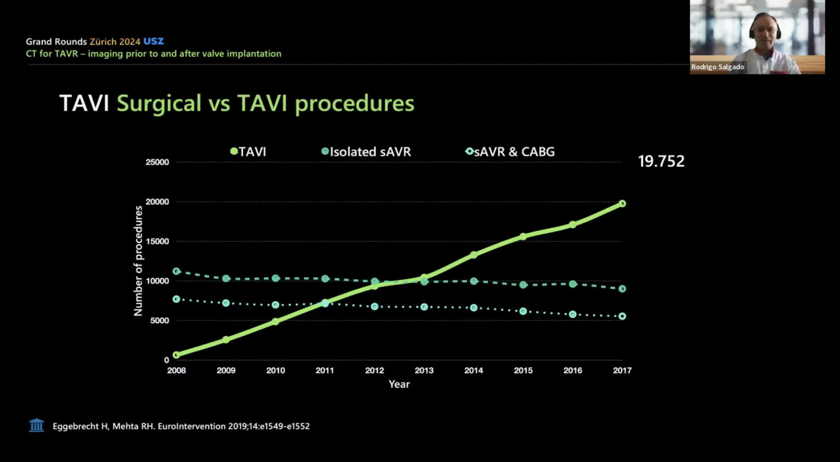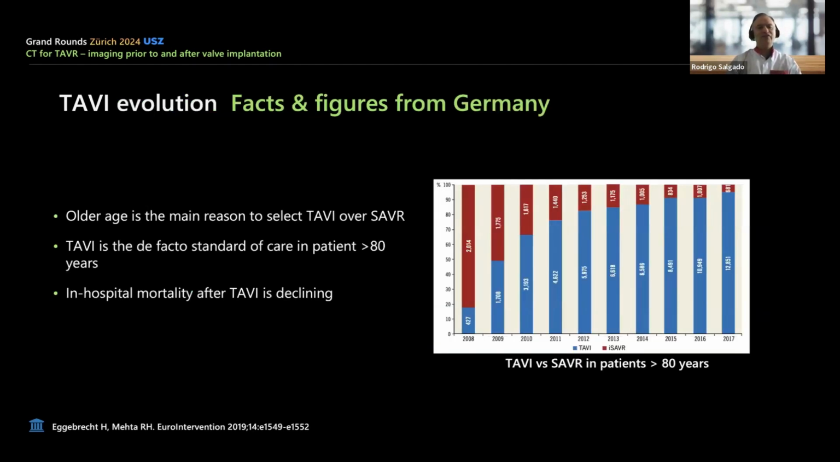These are numbers from Germany that show an increasing number of TAVI procedures and a decreasing number of surgical valve replacements. Also for Germany, older age is the main reason to select TAVI over surgical valve replacement. When you're older than 80 years old, it's actually the de facto standard of care. And in-hospital mortality after TAVI is declining as people are gaining more experience.